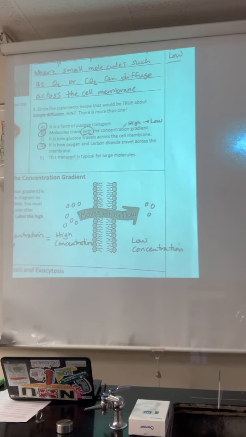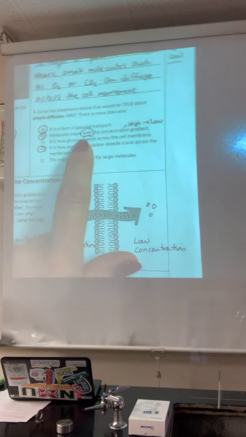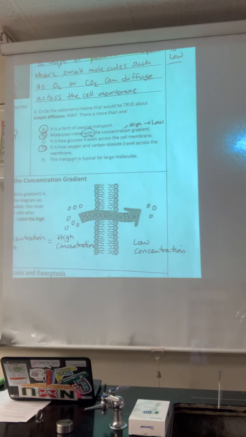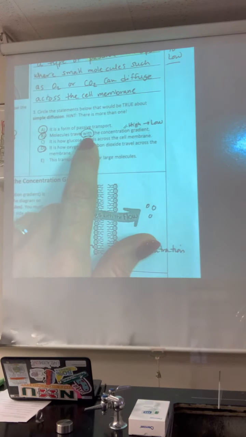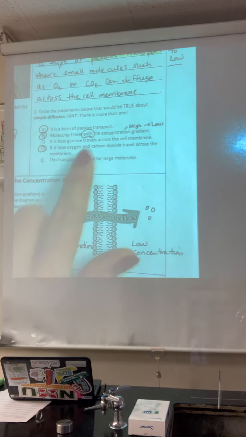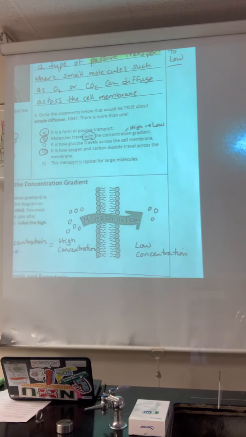So the statements that are true about simple diffusion are A, it's a form of passive transport. B, molecules travel with the concentration gradient. Remember, floating with the stream, down the stream, okay? Sometimes students get that wrong, so make sure that you put B in there as well. The other one that's true is that small molecules can pass through. Did you check all three? If you added another one, fix your answers.